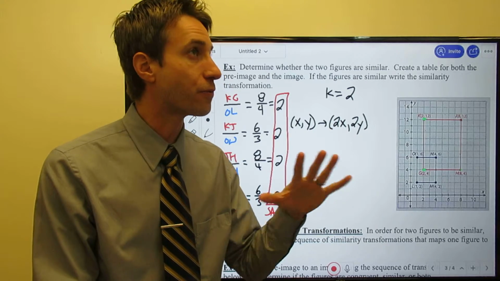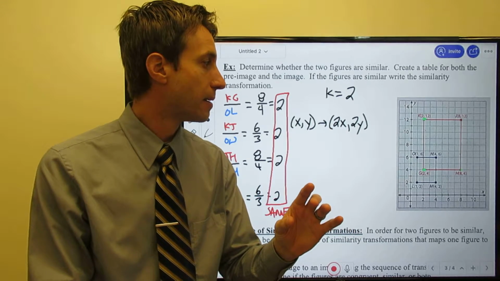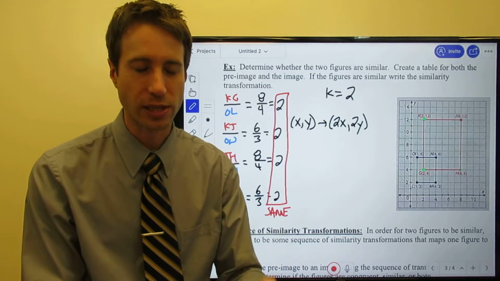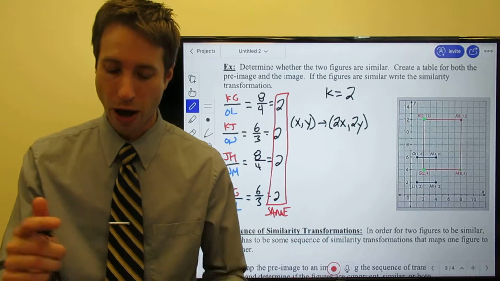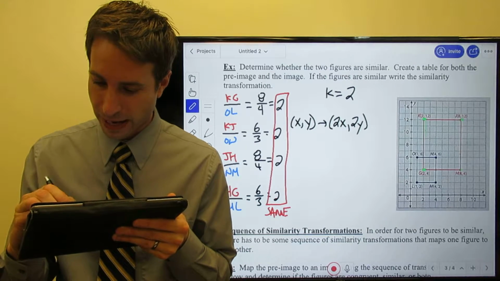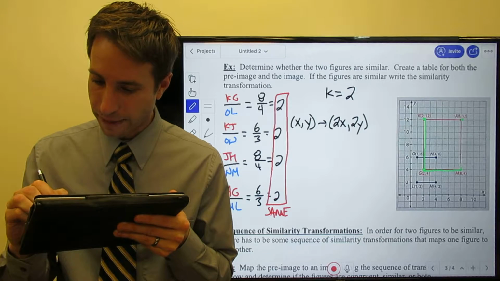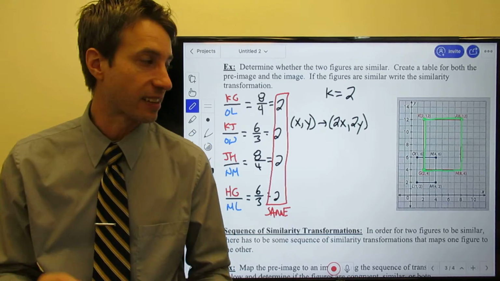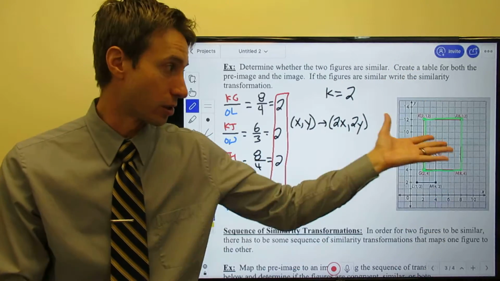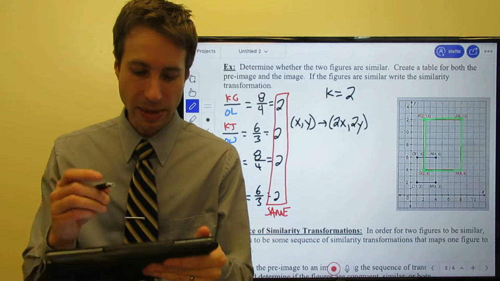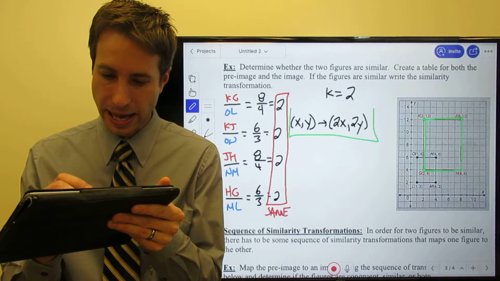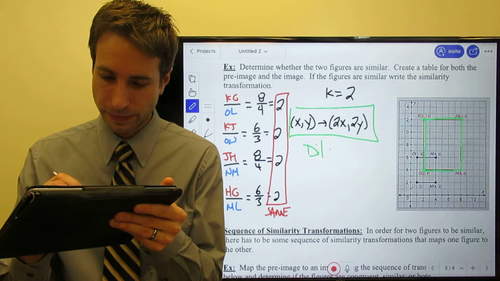And my last one, 4, 6. Let's see, 2 times 4 would be 8. 6 times 4, I'm sorry, 6 times 2 would be 12, and so we'd be at 8, 12, and sure enough, there it is, right? So if I connect all those with a line, I get exactly the same red rectangle that was originally in there. So, my similarity transformation is in fact a dilation.